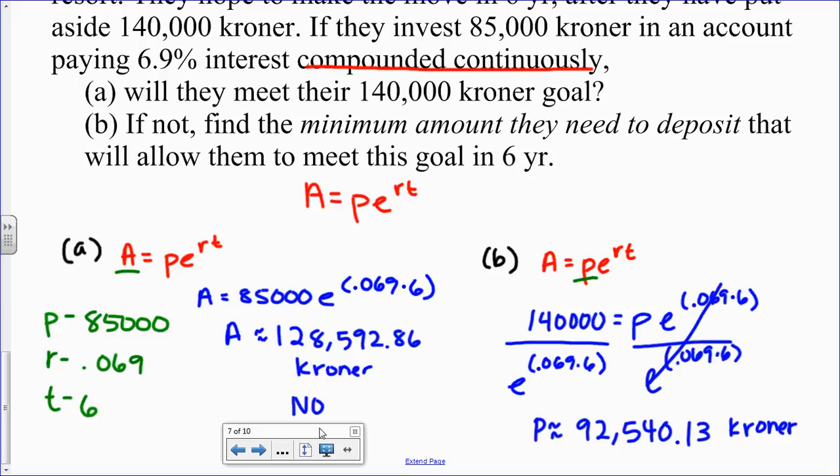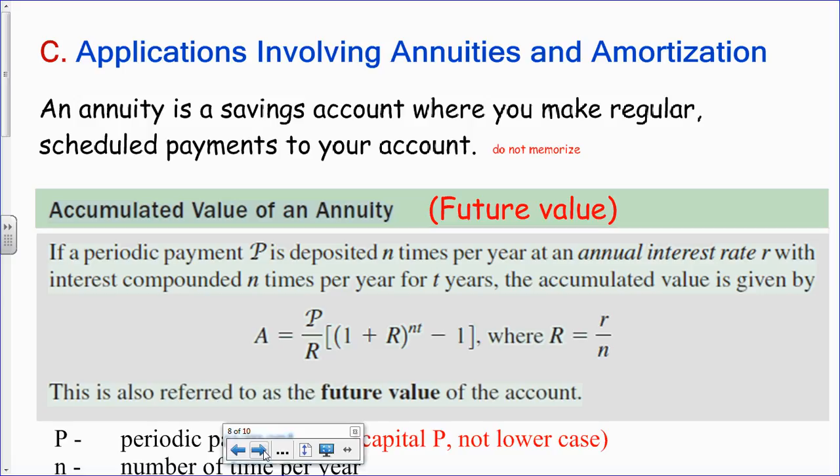Those examples, what we've done up through this point on this section, are the problems where you'll have to have those formulas memorized. What we're going to look at now has some different formulas, but these are ones you do not have to have memorized. If you're going to use them, they will be given to you. So you can have annuities and amortization.